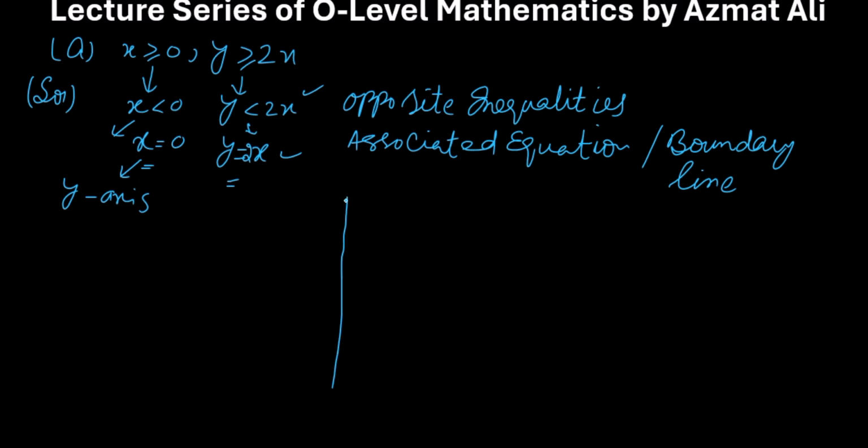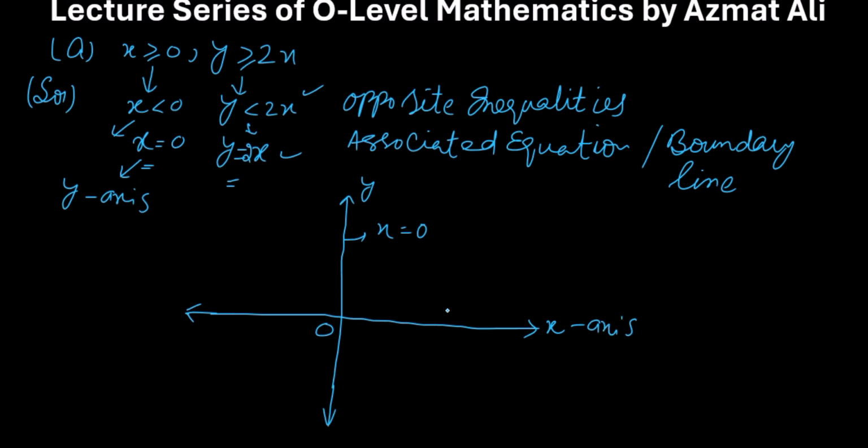Suppose this is our y-axis. This is the y-axis, which represents x is equal to 0. This is a straight line, x is equal to 0 here. And suppose this is our x-axis. This is the origin. This is the x-axis.